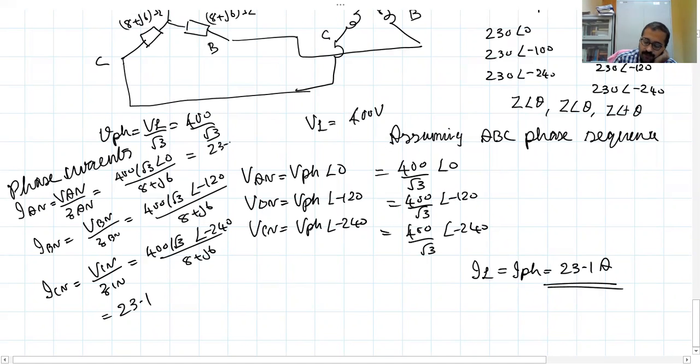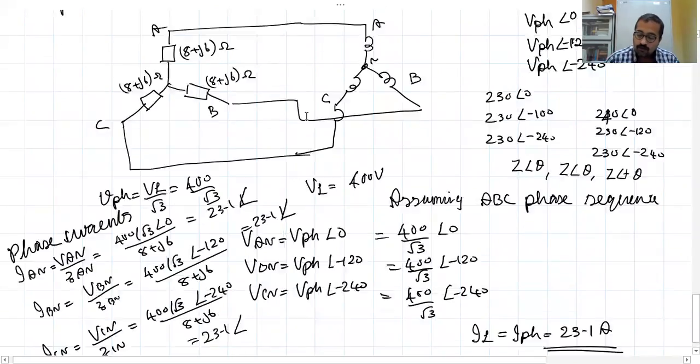It must be 23.1 angle something. Keep in mind, since it is balanced, the angle difference between currents will also be 120 degrees. You can cross verify that.